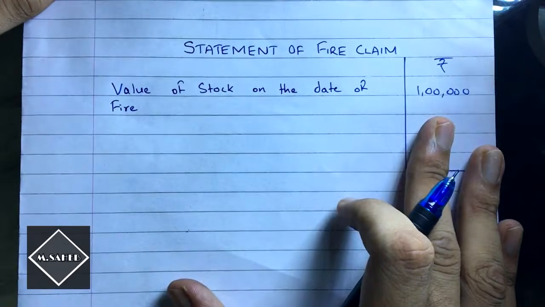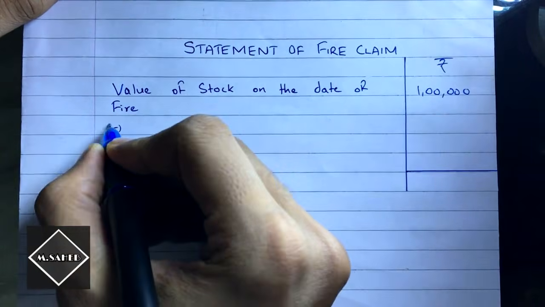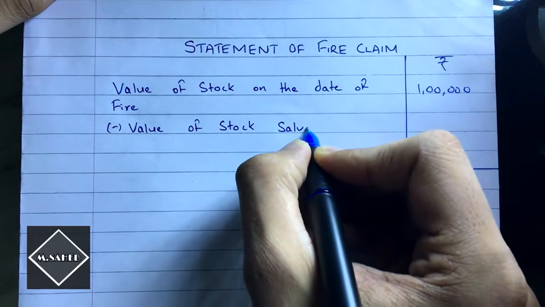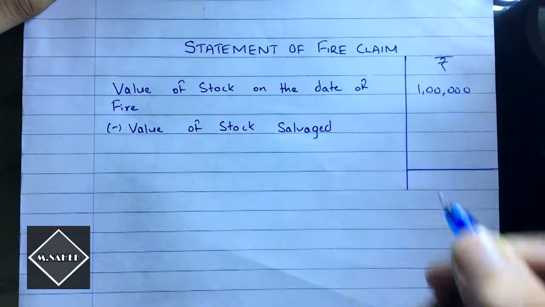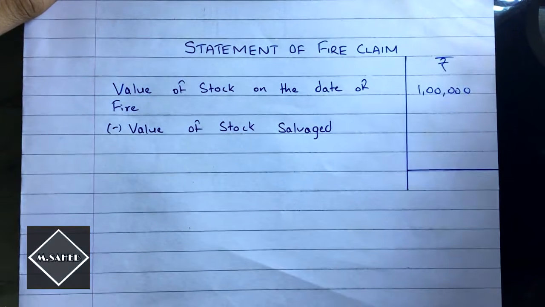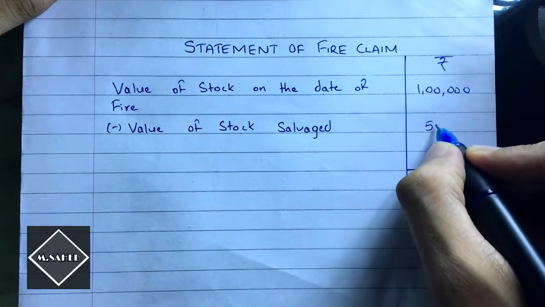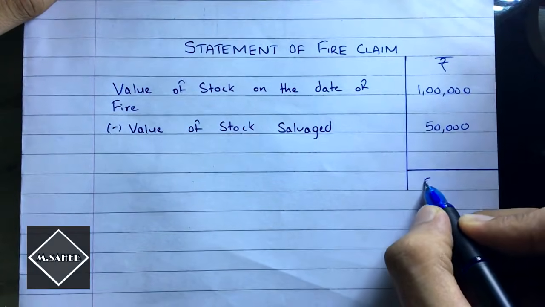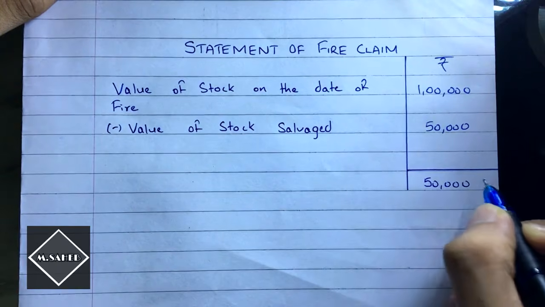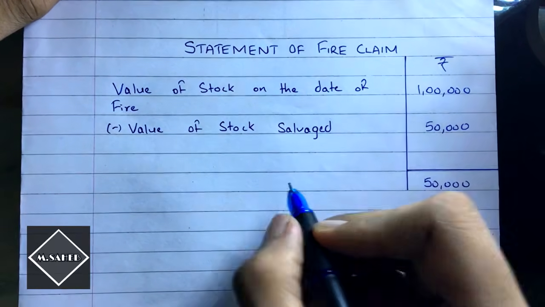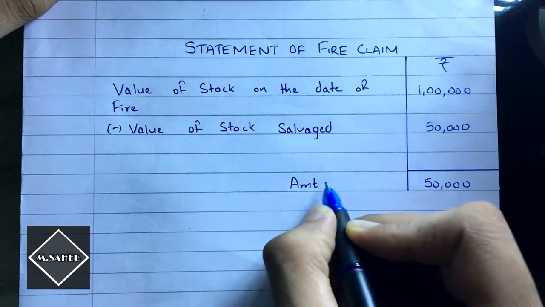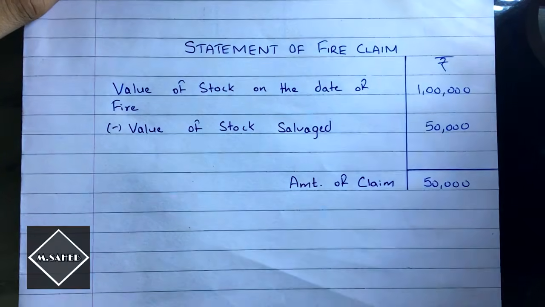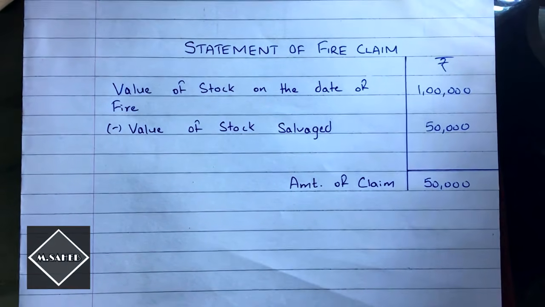So 1 lakh minus the value of stock salvaged. Salvage means the amount of stock that was saved from the fire, and this is equal to 50,000. So 1 lakh minus 50,000 is equal to 50,000. This is the amount of claim that would be insured by the insurance company. Easy, right?